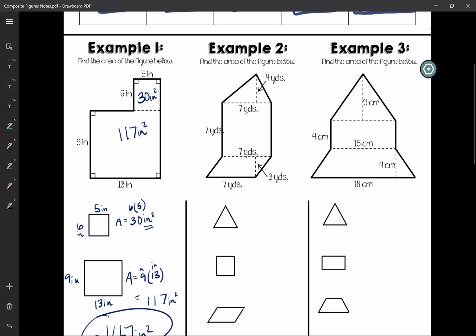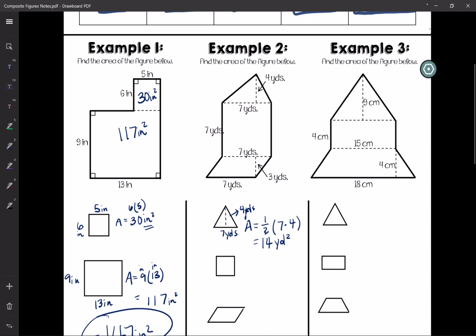Over here, the dimensions of this triangle were 4 yards and then 7 yards. So the area, if you look at the top as a reminder, area of this triangle is going to be 1/2 times the base times the height. And then half of 28 over here is going to be 14. So that's 14 yards squared.